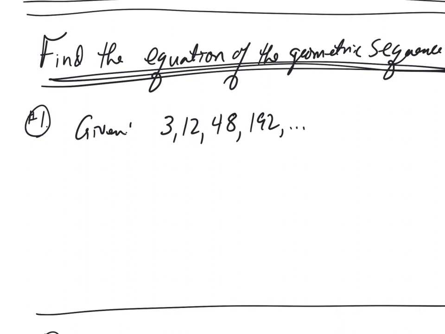So if, as an example, I gave you 3, 12, 48, 192, and so on, could you guys get to the equation? So what I want you to do, need you to do, is I need you to be able to start with our formula, a sub n equals a sub 1 times r raised to the n minus 1 power.